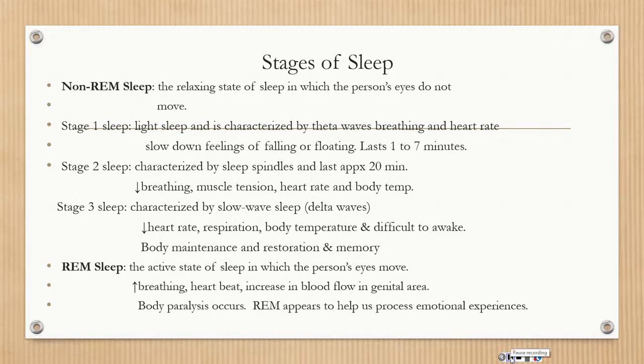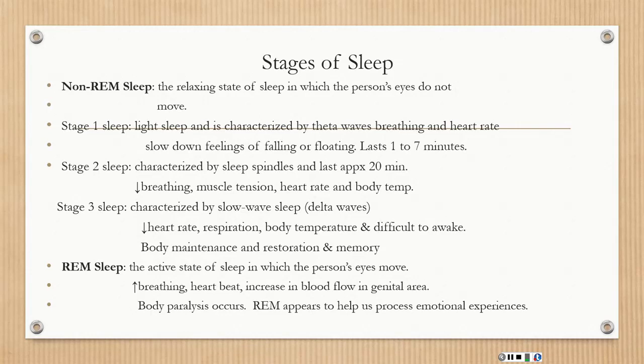And alright, so after we have entered into stage 1, stage 2, stage 3, and stage 4, we start to backtrack. Again, this is our first cycle of sleep. So again, after our first cycle of sleep, we backtrack. We go into stage 3, stage 2, and then we enter into REM sleep, that rapid eye movement sleep.